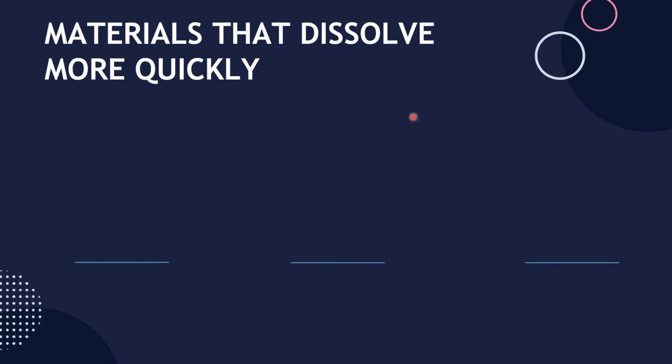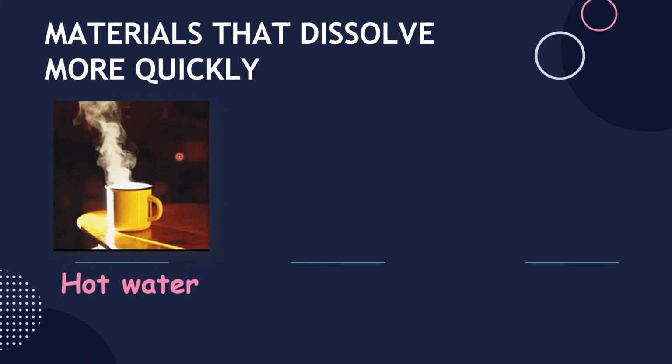And then the last subtopic, materials that dissolve more quickly. Okay, we already do the experiment. In our previous lesson, we already do the experiment to investigate which materials can dissolve more quickly. So there are 3 ways on how the materials can dissolve more quickly. Ada 3 cara untuk pastikan sesuatu bahan itu larut dengan cepat. Okay, first of all, we must use hot water. For example, if you want to prepare a chocolate drink, then use hot water to make sure the cocoa powder will dissolve first.